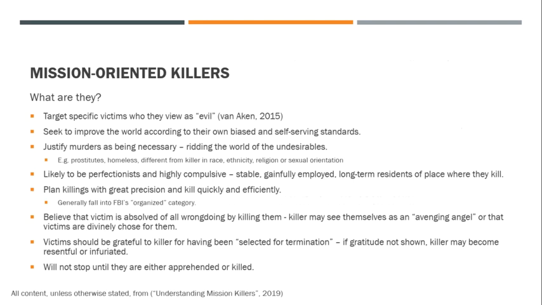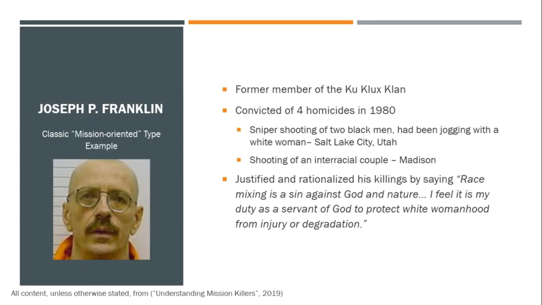Mission-oriented killers target specific victims who they view as evil. They seek to improve the world according to their own bias and self-serving standards. They're likely to be perfectionist and highly compulsive. They plan their killings with great precision and kill quickly and efficiently, and their victims should be grateful that the killer has chosen them to be selected for termination. An example of this type of killer is Joseph P. Franklin. He was a former member of the KKK and was convicted of 4 homicides in 1980.